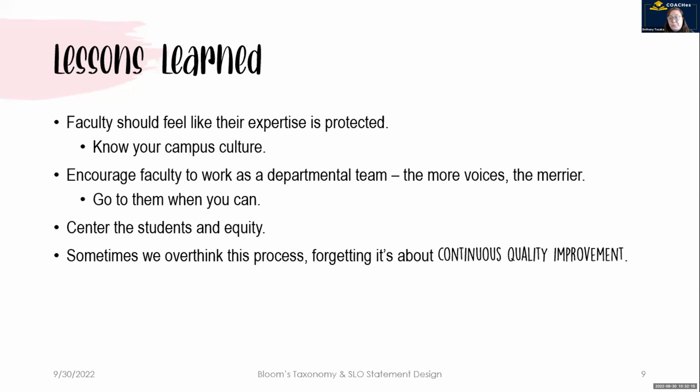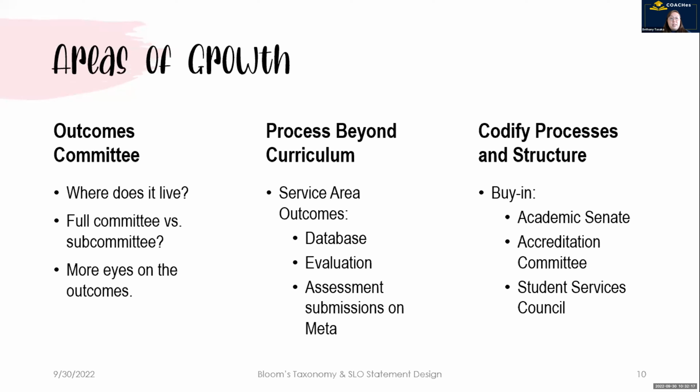Give it time. For me, some areas of growth that I'm hoping to see on my campus is I really want to have an outcomes committee. I don't officially have one at the moment. I think that's where we're heading. It's just momentum is not quite in the right place. I need answers to things like, well, where's that committee going to live?